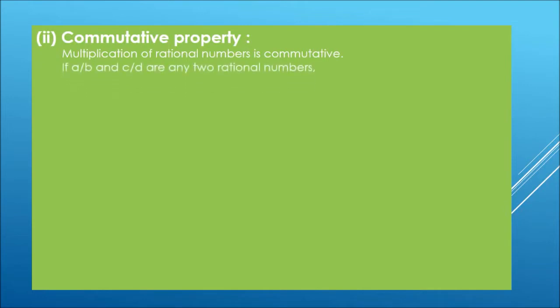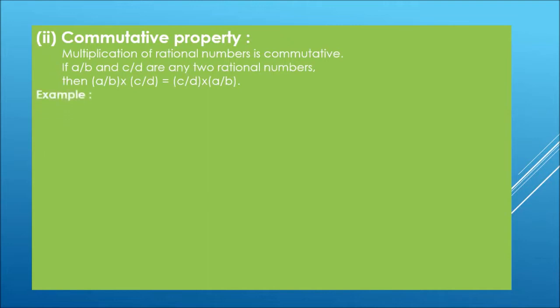Now, second property we have commutative property. Multiplication of rational numbers is commutative. If a/b and c/d are any two rational numbers, then a/b multiplied by c/d is equal to c/d multiplied by a/b. It means if you multiply any two rational numbers in any order, the result will be the same.